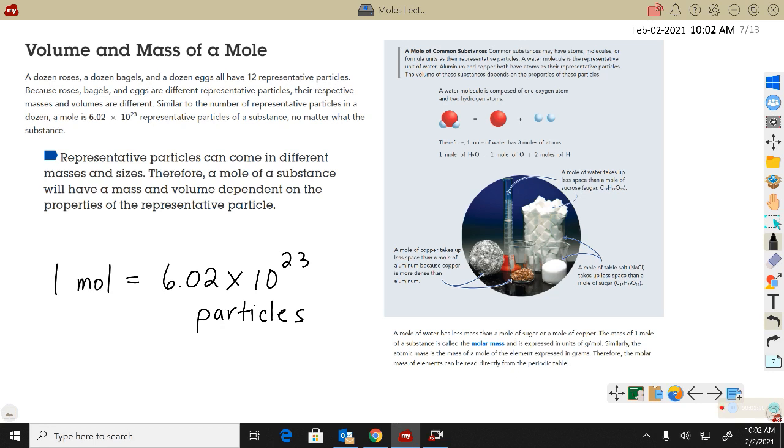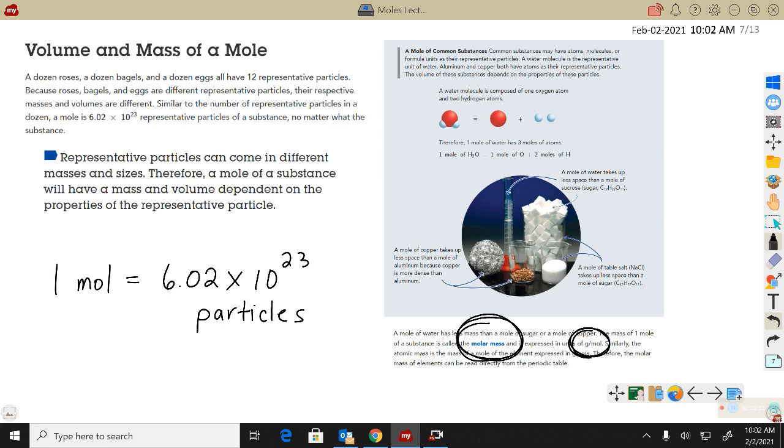And so here we're going to refer to something called molar mass. Molar mass is the mass of 1 mole. It's in units of grams per mole. Even though I have substances that might not have the same mass, because the particles are just different shapes and sizes, 1 mole always refers to the same quantity.